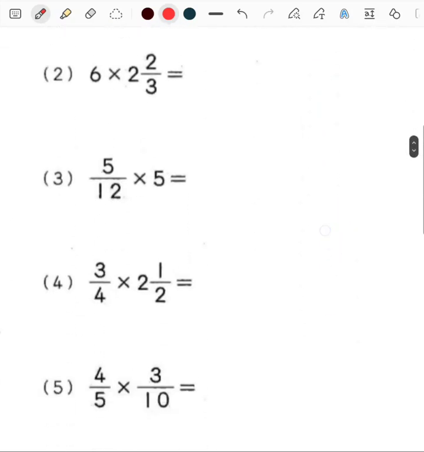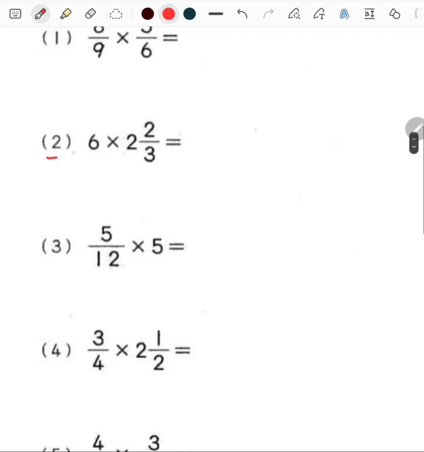Let's move on to other questions. Number 2, you have a whole number here and you have a mixed fraction. How do we deal with this?